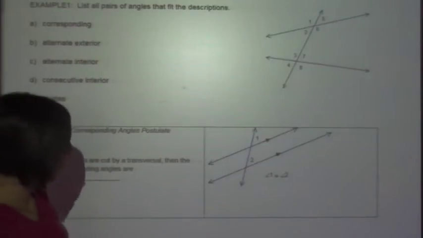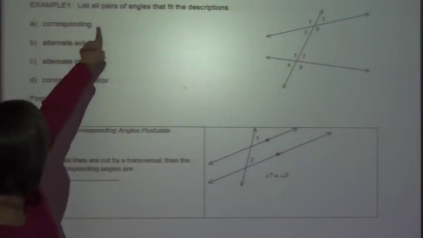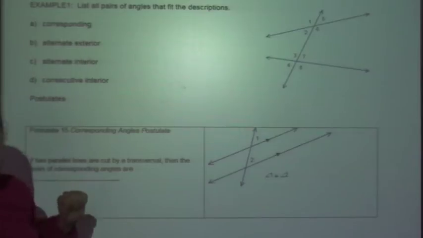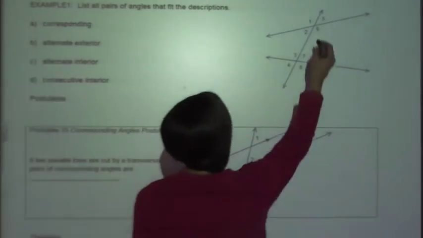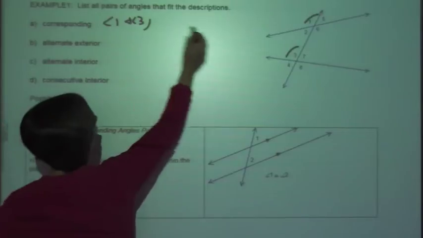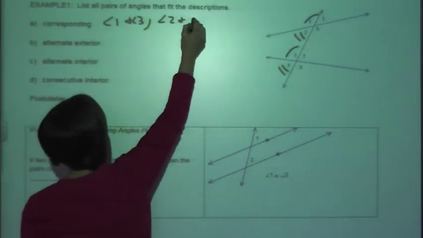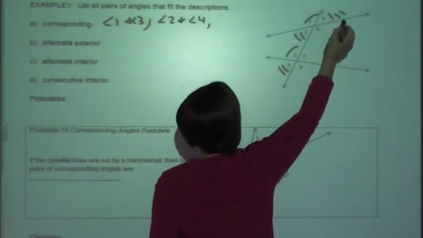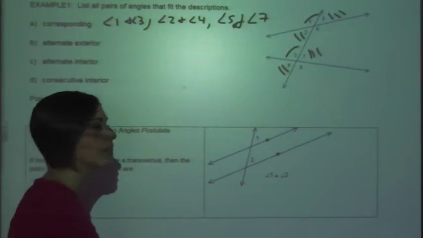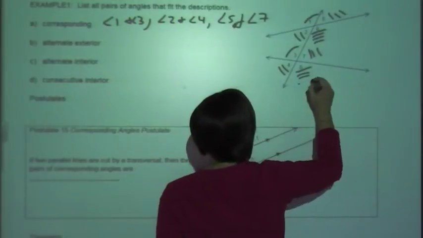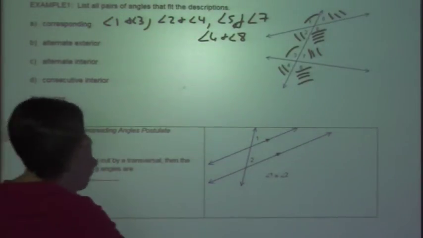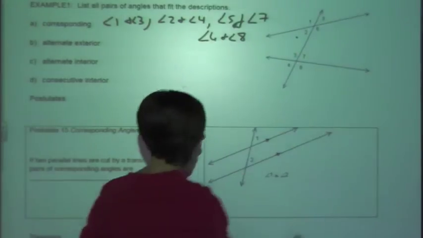All right, so let's see if you guys can figure out the answers to listing the pairs of angles that fit these descriptions. So corresponding angles. Pause the video and see if you get what I get. For corresponding angles, I have angle 1 and 3, same position, different lines. I have angle 2 and angle 4, same position, different lines. I have angle 5 and angle 7, same position, different lines. And I have angle 6, angle 8, same position, different lines. That's corresponding.